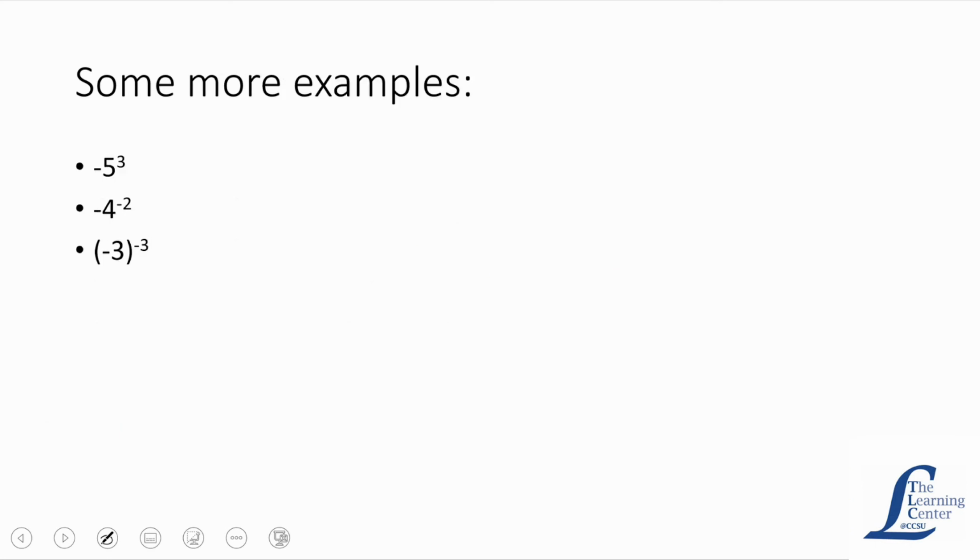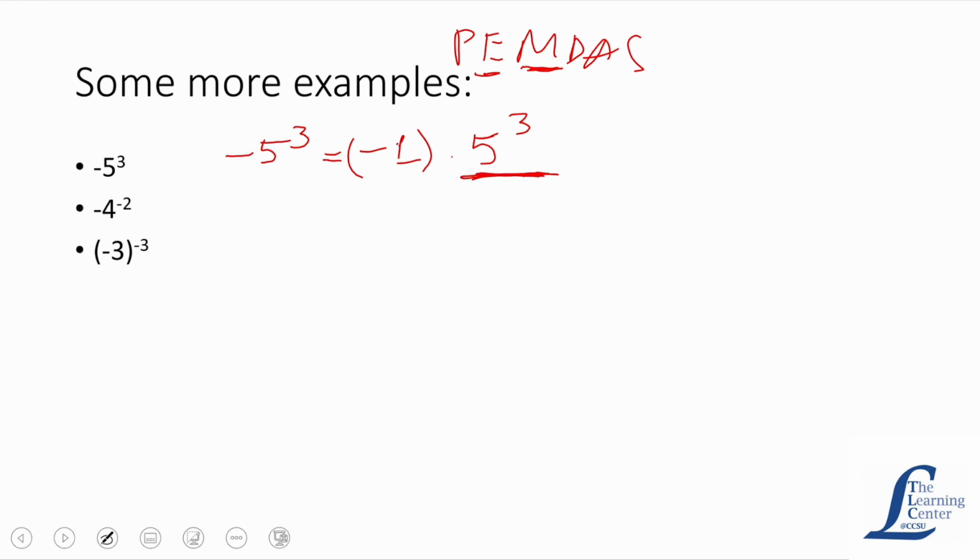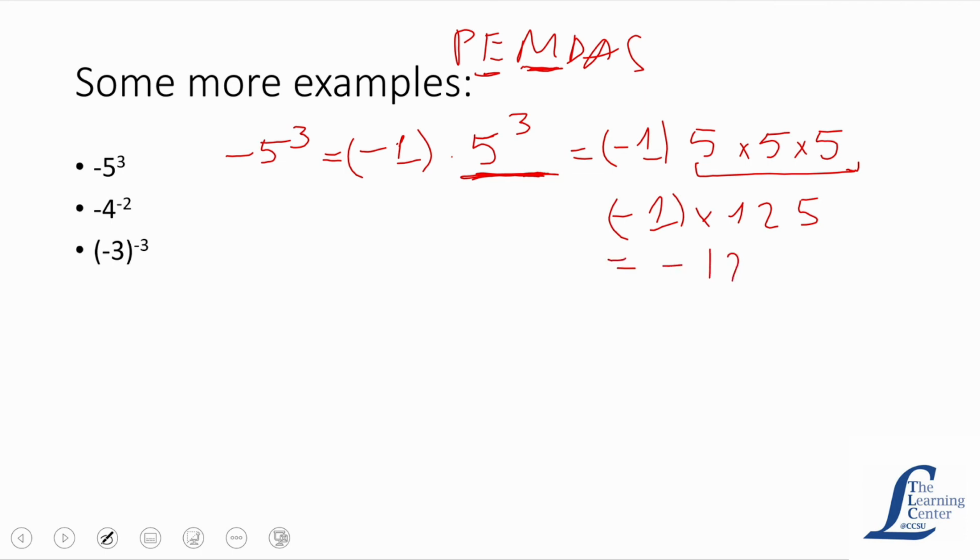Some more examples. -5 to the third. That will be -1 times 5 to the third, right? This negative can be treated as a -1. So here we have a multiplication and an exponent. And according to PEMDAS, multiplication comes after exponents. So we have to calculate the exponent first. So that would be 5 to the cube, 5 times 5 times 5, itself 3 times, and that is 125, multiplied by -1, so that would be -125.